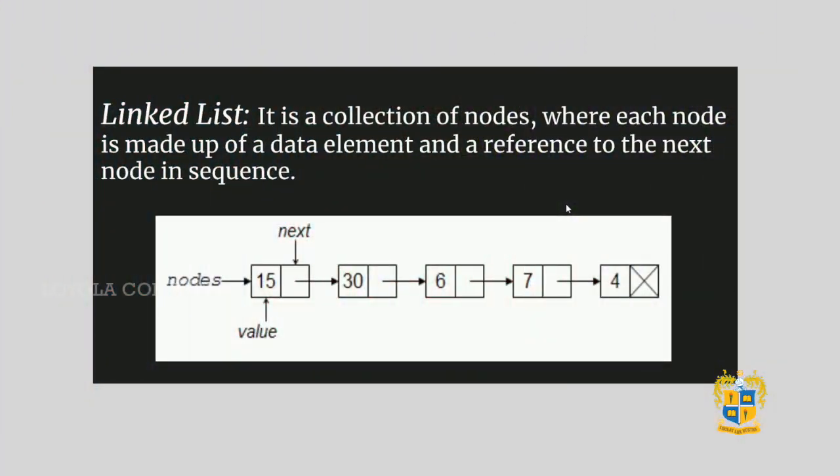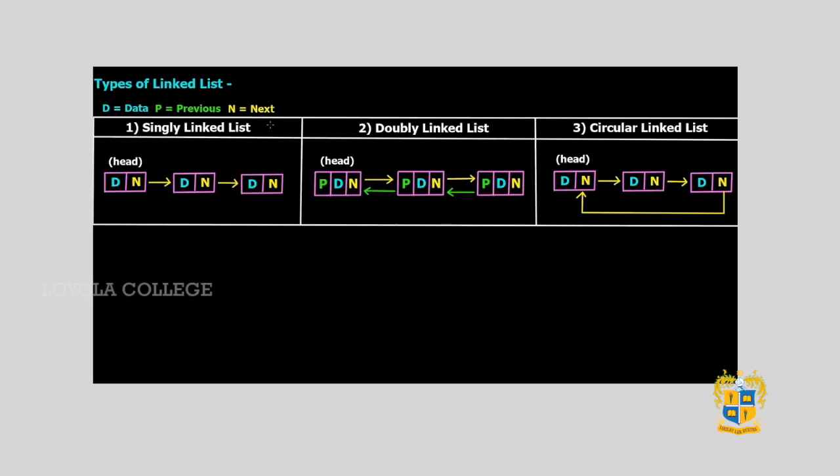Linked list. A linked list is a linear data structure like arrays, where each element is a separate object. Each element of a list comprises two items: the data and the reference to the next node. There are three types of linked list. The first one, singly linked list. In this type of linked list, every node stores the address or reference of the next node in the list, and the last node has the next address or reference as null.